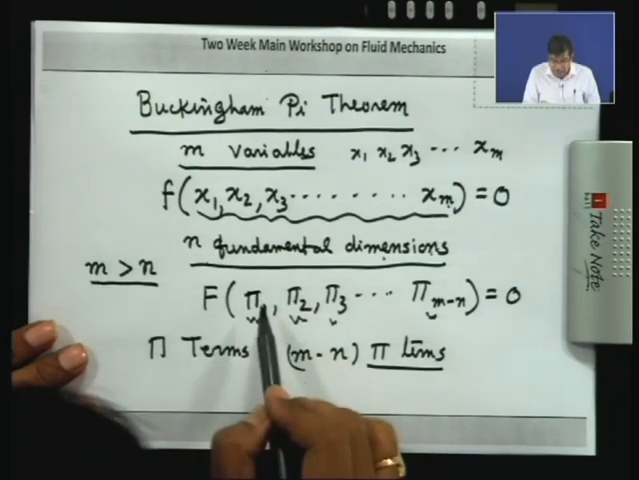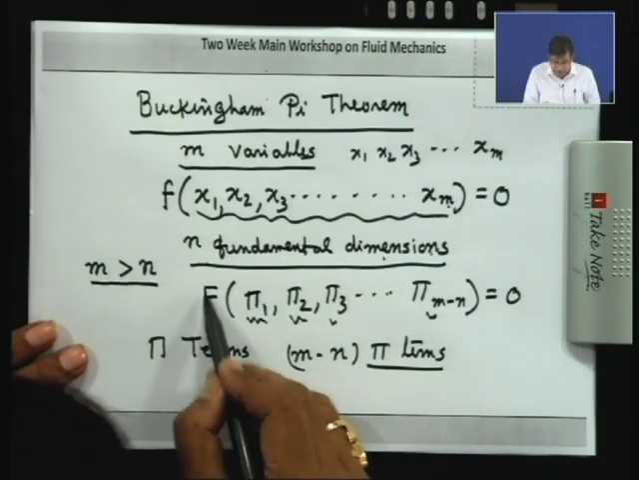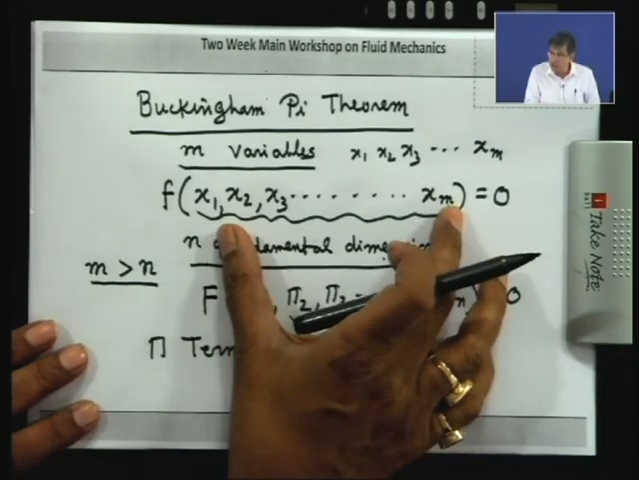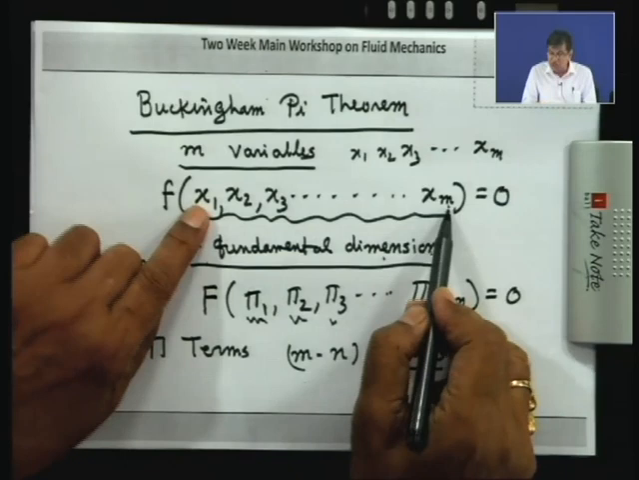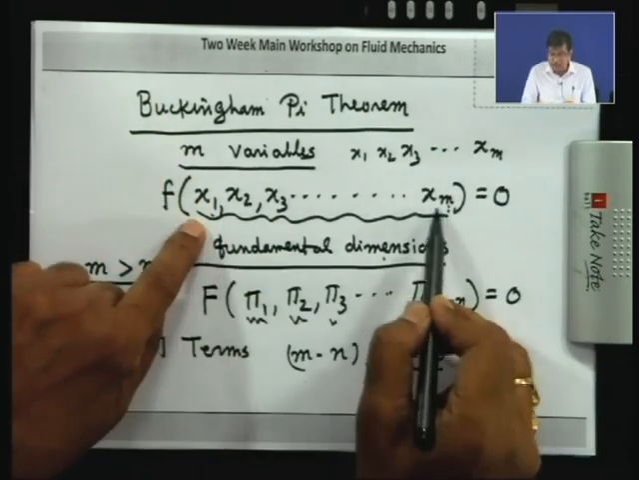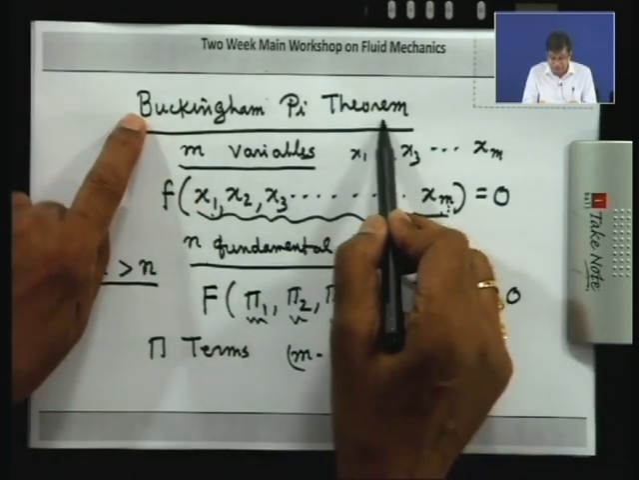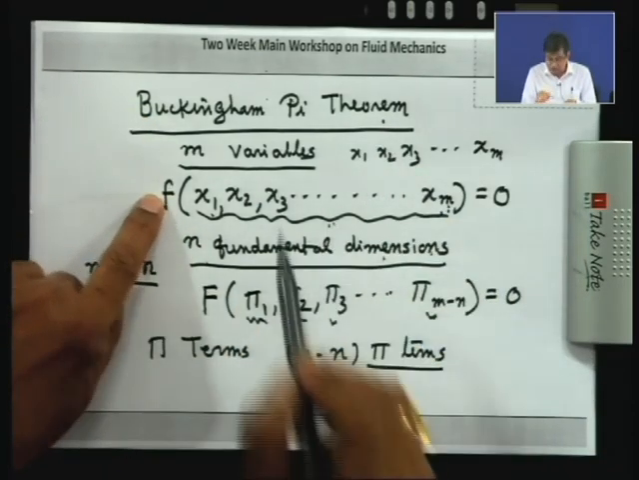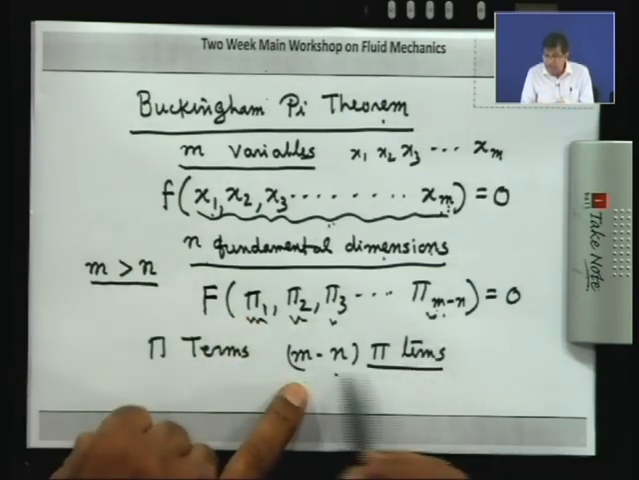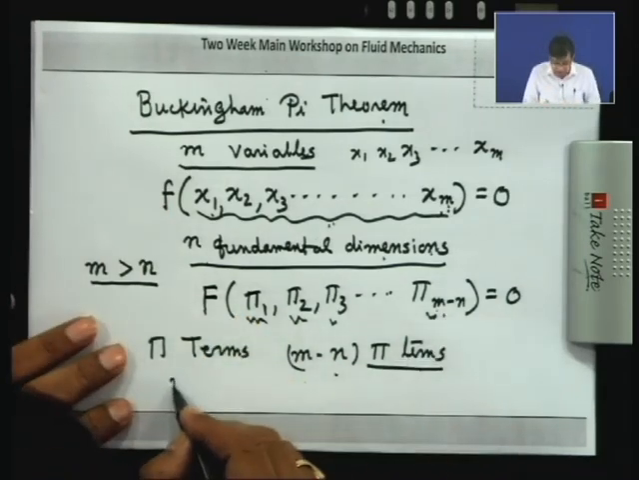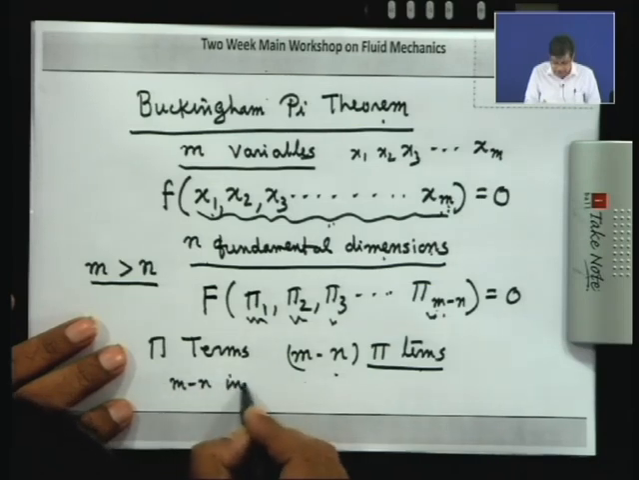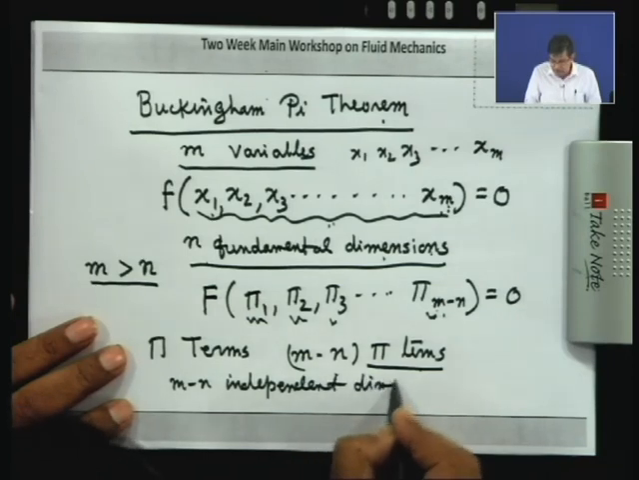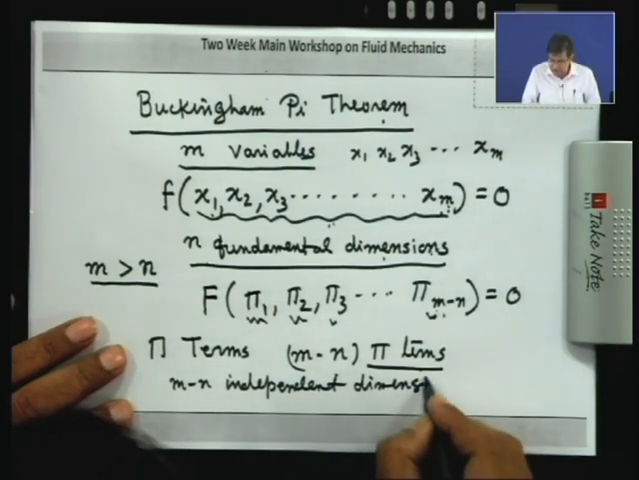At least we can understand that the problem physics may be expressed by a smaller number of variables if we express them not as dimensional variables, otherwise we require m variables. By the physics of the problem it is defined by m variables, but with the help of Buckingham's pi theorem we can show that the physics of this problem is actually governed by m minus n independent dimensionless variables.